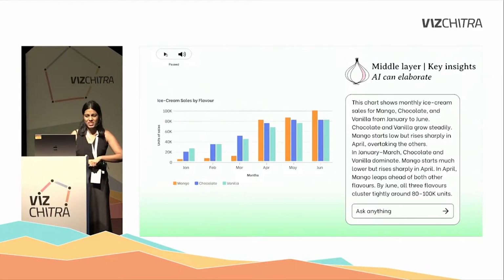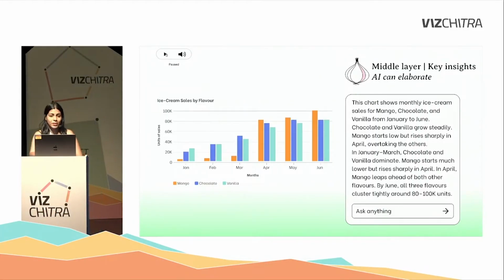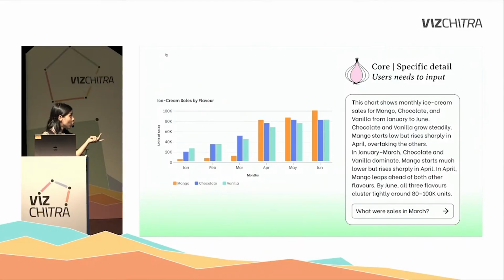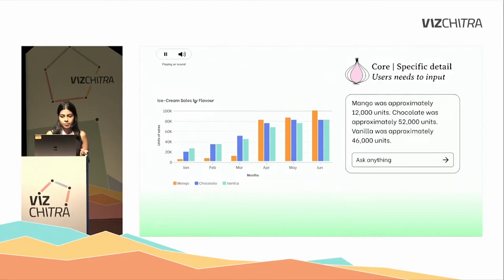I want to know specifically about mango. I just want to know what happened in May. And this is something that AI cannot predict, right? So the user would have to provide us active input. In this case, they want to know what were the sales in March. "Mango was approximately 12,000 units. Chocolate was approximately 52,000 units. Vanilla was approximately 46,000 units."